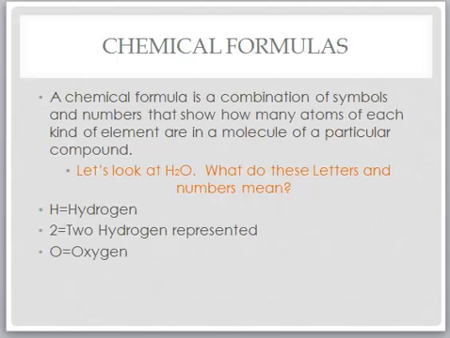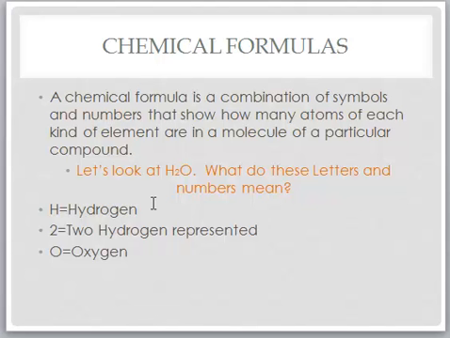Lesson 3 is all about chemical formulas. A chemical formula is a combination of symbols and numbers that show how many atoms of each kind of element are in a molecule of a particular compound. So, let's look at H2O. What do these letters and numbers mean? We know that H2O represents a molecule of water. We've seen this before, that's not new to us. But what does that H, that 2, and that O mean?